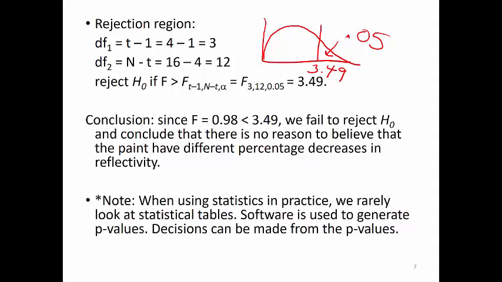So we're going to fail to reject H naught and conclude that there's no reason to believe that paints have different percentage decreases in reflectivity, right? There's no reason to believe the alternative hypothesis.